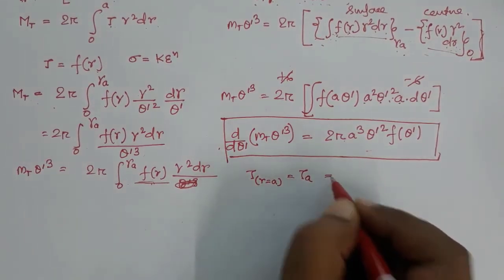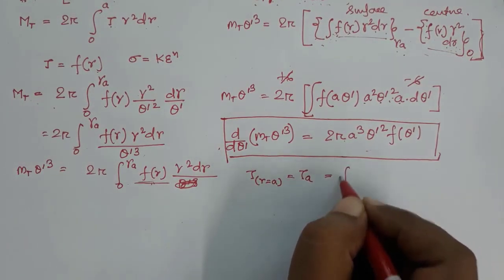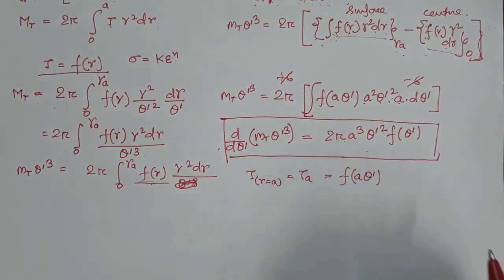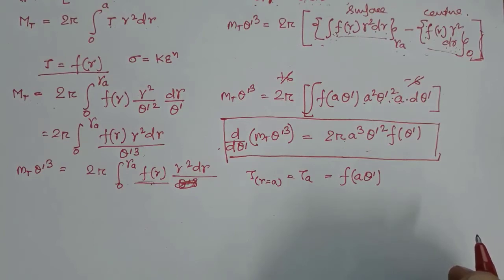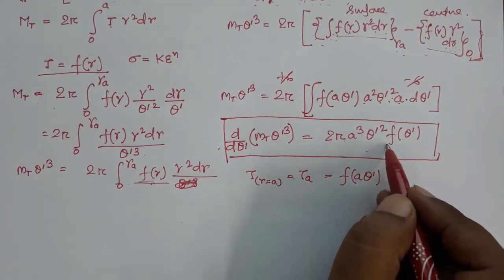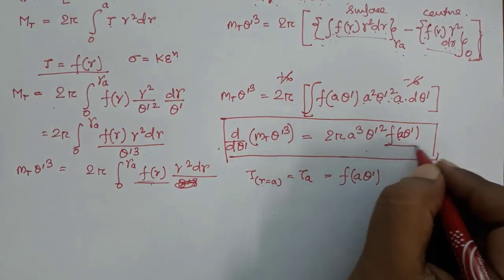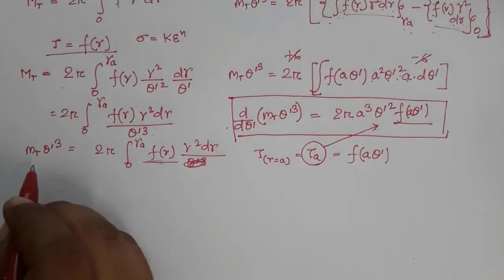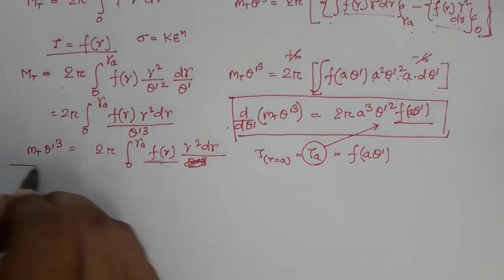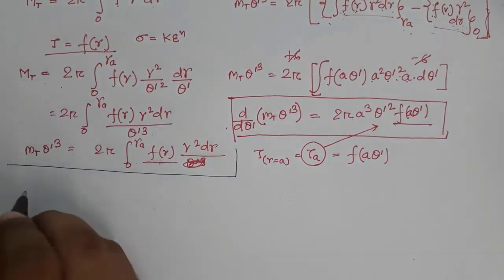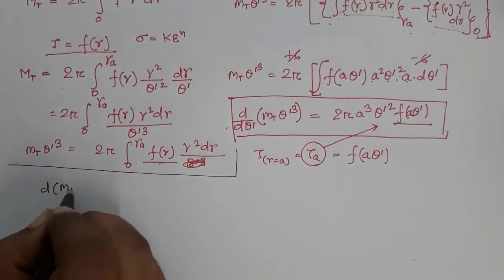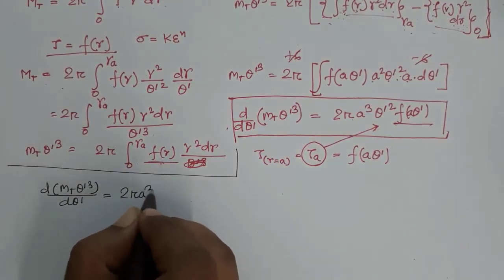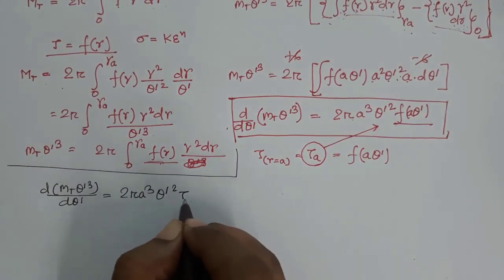And what will be the value of tau a? Tau a will be simply f of gamma, and gamma at r equal to a is a theta dash. So, we can replace f with this here in this equation. If we do that, we have d of mt theta dash whole cube divided by d theta dash equals 2 pi a cube theta dash square into tau a, right.